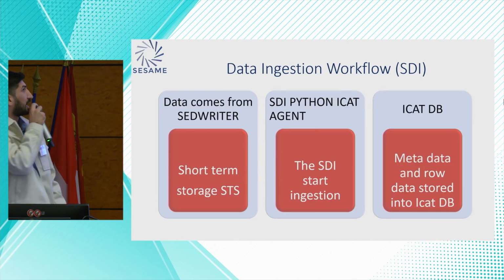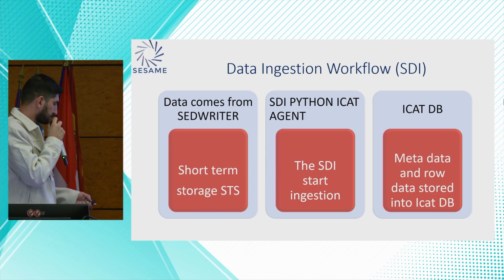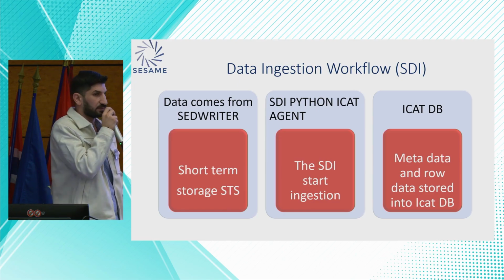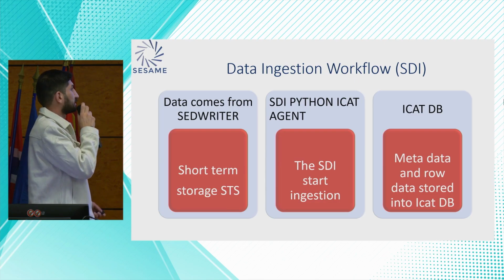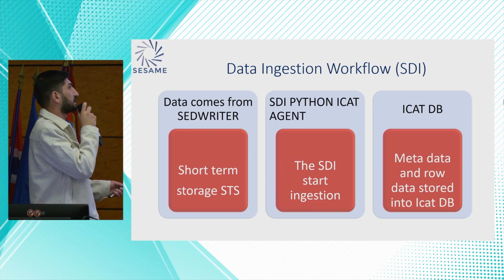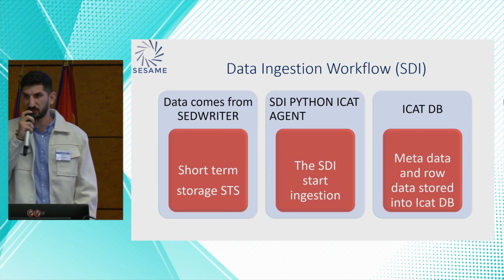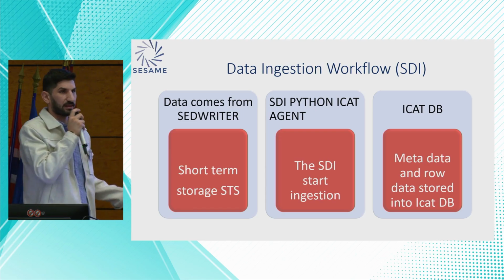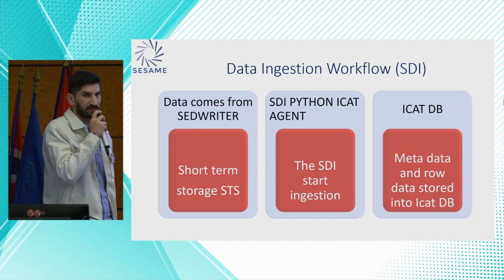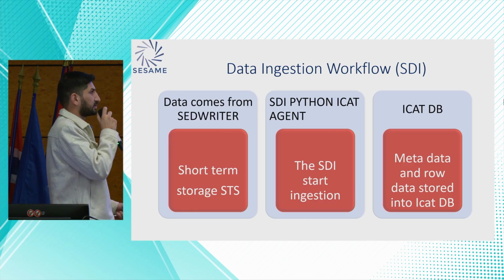Okay, the SDI, which is the data ingestion workflow in Sesame. Data comes from the SID writer, as I mentioned before, from the data acquisition people, stored in the short-term storage, STS. Then we have the SDI Python code. It acts like an agent, watching the path where the experiment is, and starts ingesting these files into the ICAT database, ingesting all the data, metadata, and raw data.